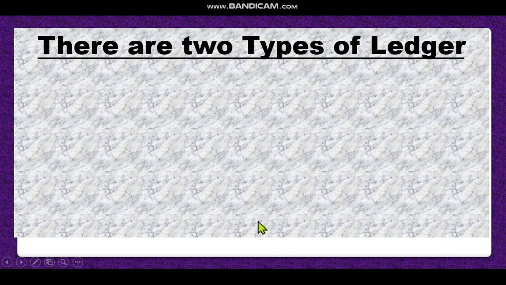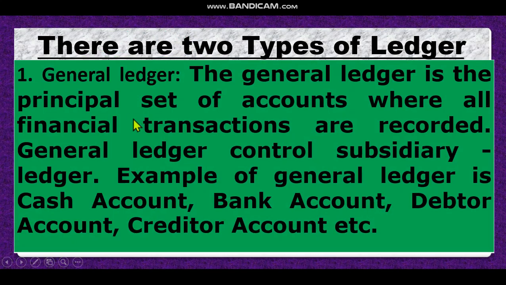Now there are two types of ledger. Number one, general ledger. The general ledger is the principal set of accounts where all financial transactions are recorded. That means in the general ledger, all types of transactions will be recorded. The general ledger controls the subsidiary ledger. There are some other ledgers which are subsidiary ledgers, controlled by the general ledger. Examples of general ledger are cash account, bank account, debtors account, creditors account, etc.